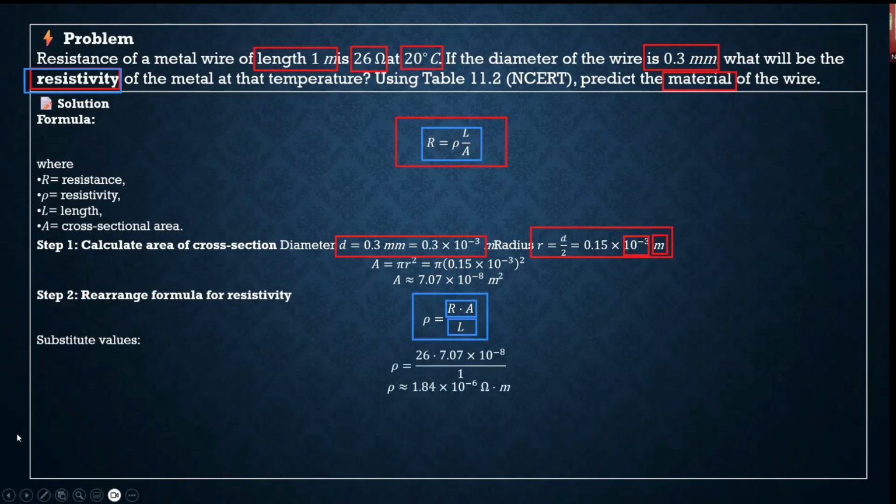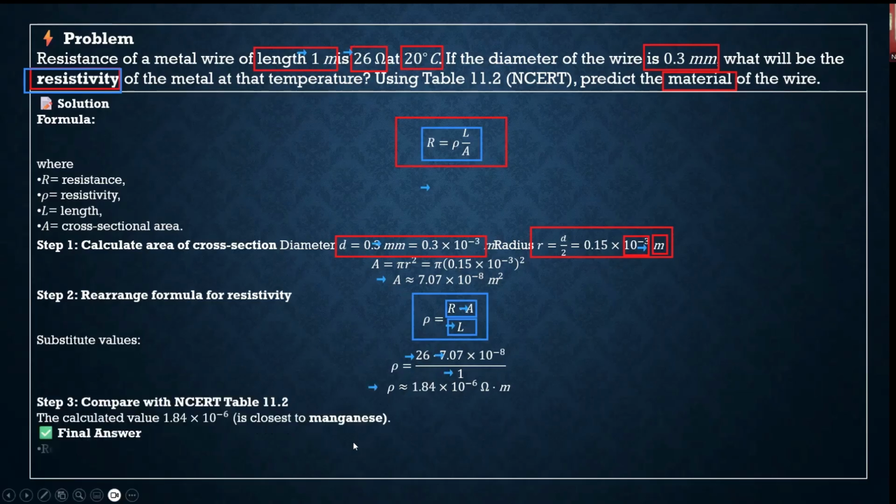After that, you substitute the values. The resistance R is 26 ohms. The area is 7.07 times 10 raised to the power of minus 8 square meters. Everything is in meters; millimeters are also converted into meters. The length is given as 1 meter. We put 1 meter here and find the resistivity. So this resistivity is equivalent to manganese.